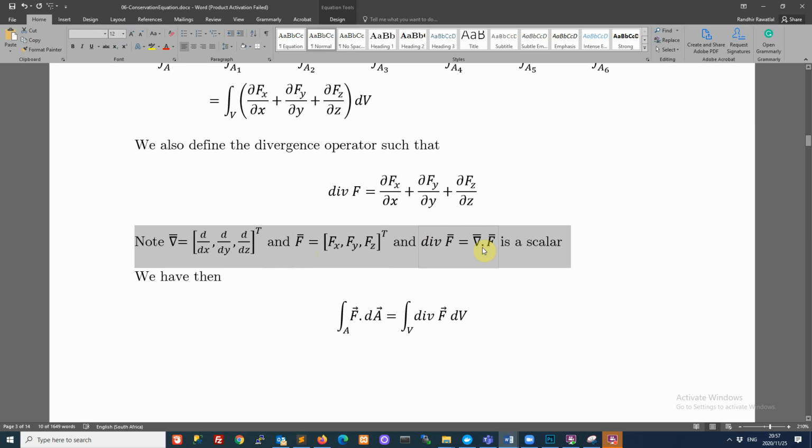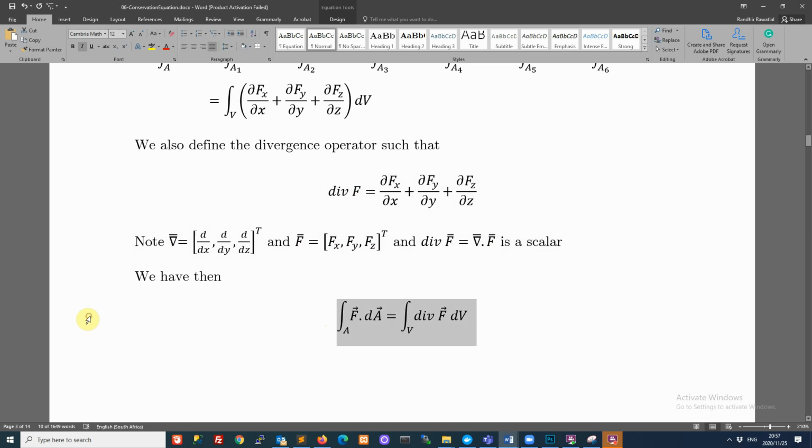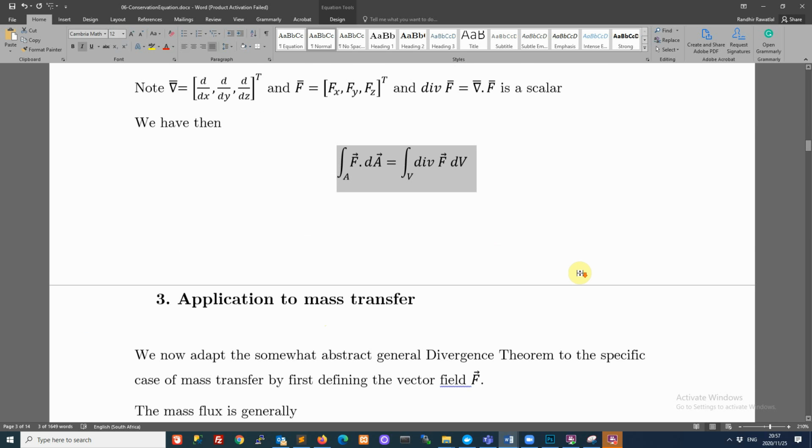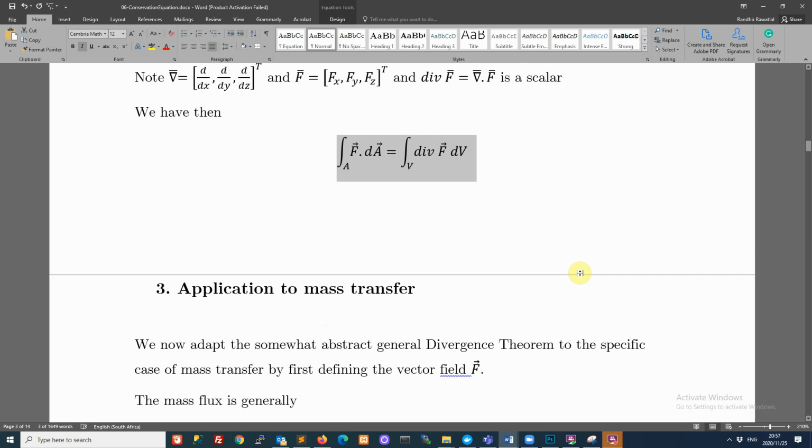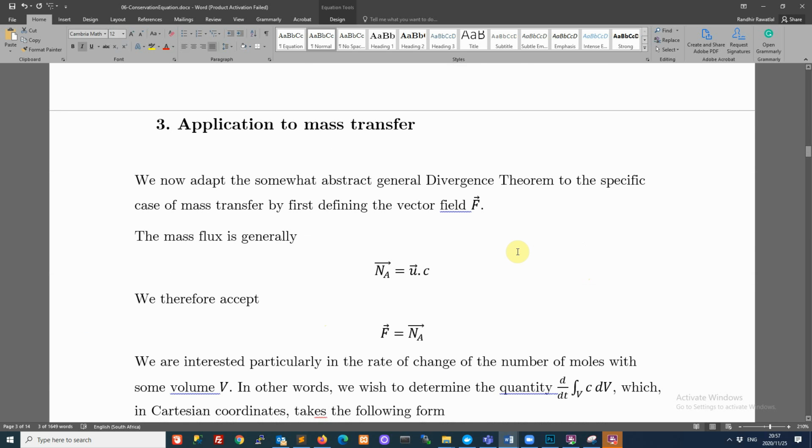So anyway, if you are more familiar with this notation, then you can view the divergence as the dot of the Del operator on the function as well. Anyway, you can also just stick to this form. So that's the divergence theorem, and let's apply that now to mass transfer.